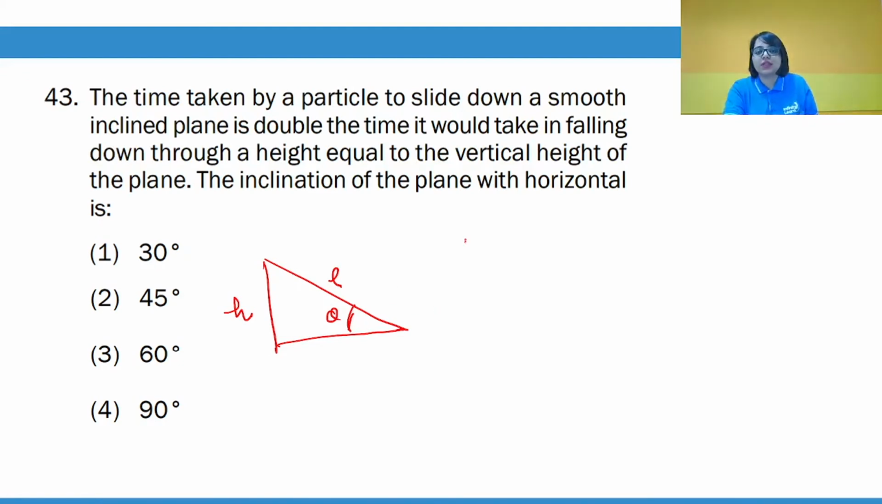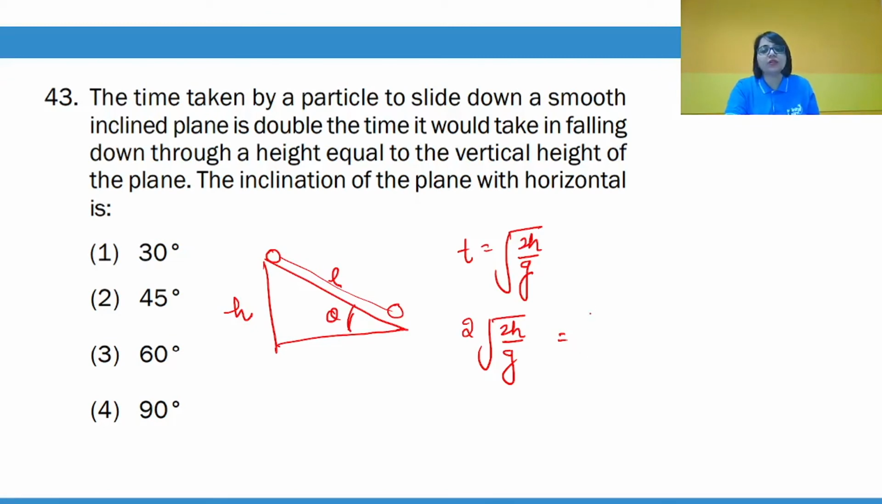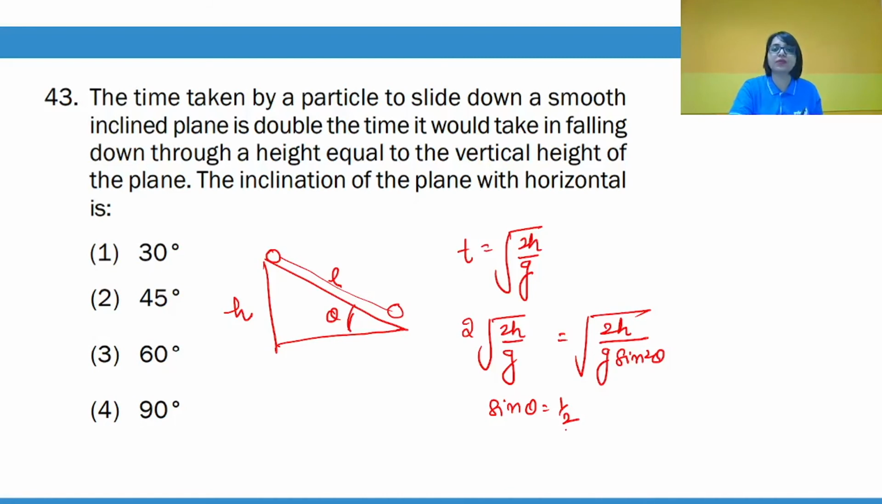So if this time is t, then it is under root 2h by g. Time taken to slide from this to this will be 2t, that is 2 times under root 2h by g. Now this time taken is also equal to under root 2h upon g sine square theta, right? So if you equate this value, you'll get sine theta is equal to 1 by 2 and theta will be 30 degrees, which is option 1.